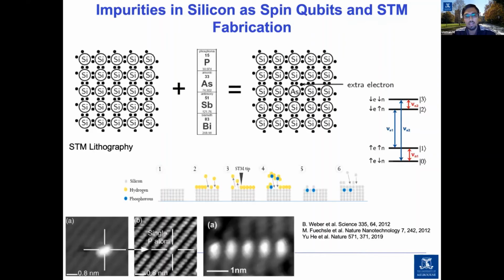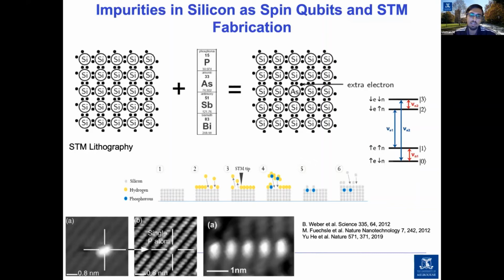How do we experimentally fabricate these devices? Professor Michelle Simmons in our Center of Excellence does the experiments. She has developed this STM lithography technique where she starts with silicon and passivates the silicon surface with hydrogen, and by bringing an STM tip, by STM I mean scanning tunneling microscopy tip, which is a very popular tool among material scientists.